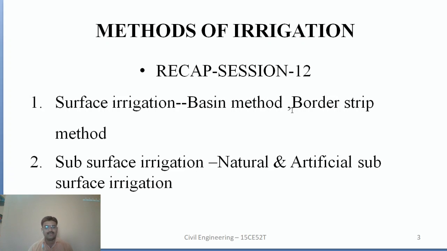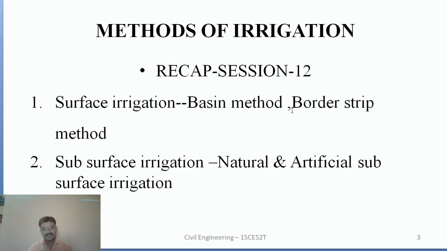Now the subsurface irrigation is again divided into two types, which are known as natural subsurface irrigation and artificial subsurface irrigation. What is natural subsurface irrigation? Natural subsurface irrigation is irrigation where water reaches below the land surface from natural sources such as streams, pools, etc. This is about natural subsurface irrigation.